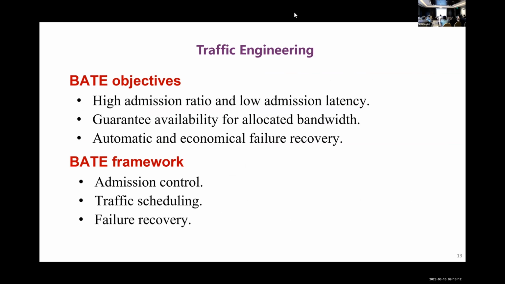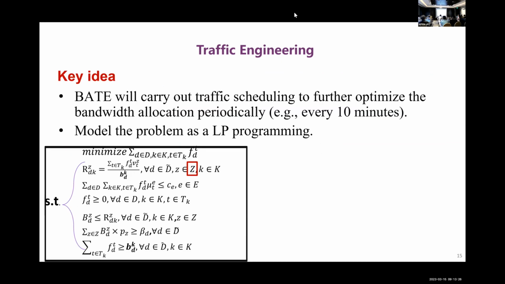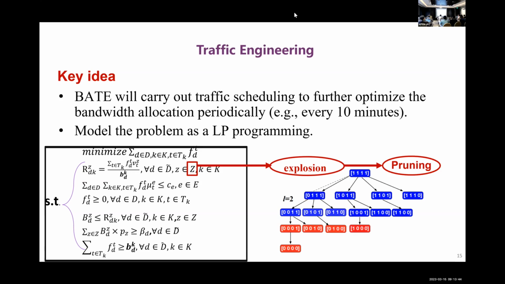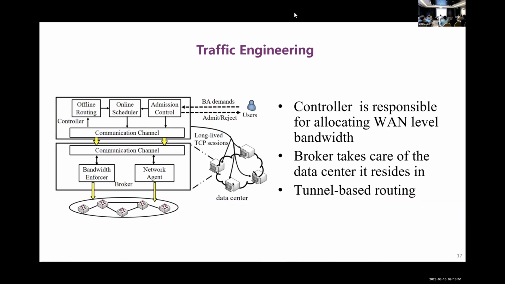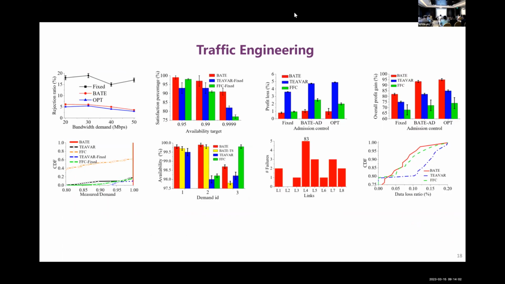For example, we can build an automation control algorithm, and then we perform traffic scheduling and failure recovery steps to satisfy the demands. We can build a linear optimization to optimize the bandwidth allocation periodically. Then we model the problem as LP programming. We can also use AI to speed up the solving of the problem. Then we implemented it under one traffic controller. The results show that the method performed well.